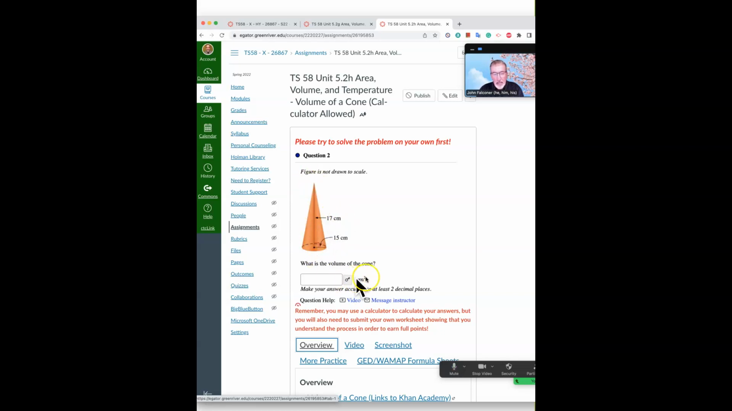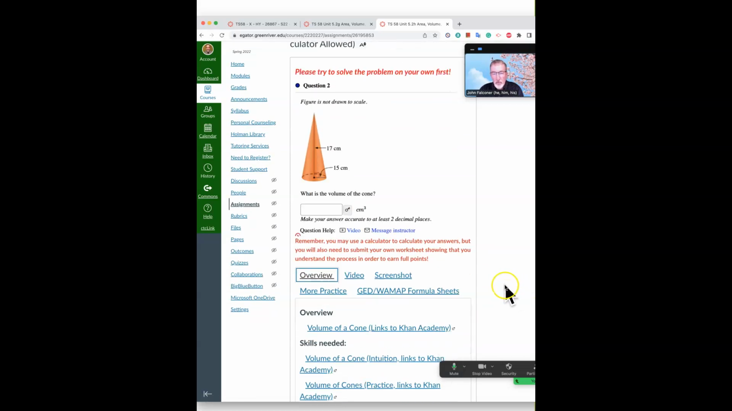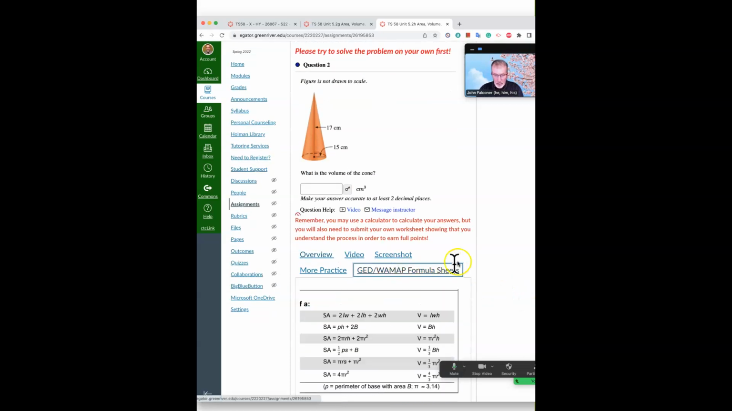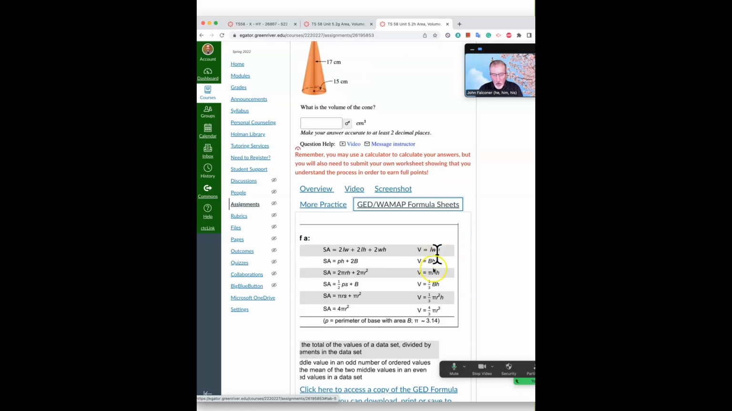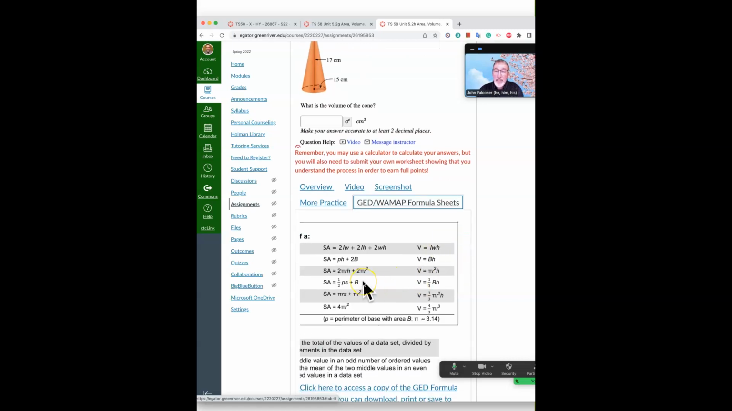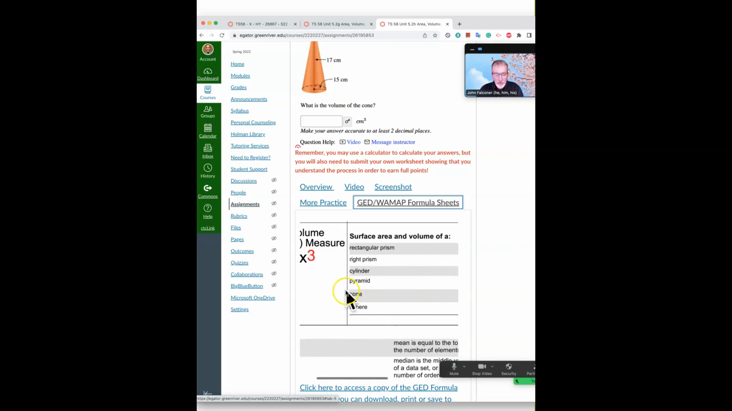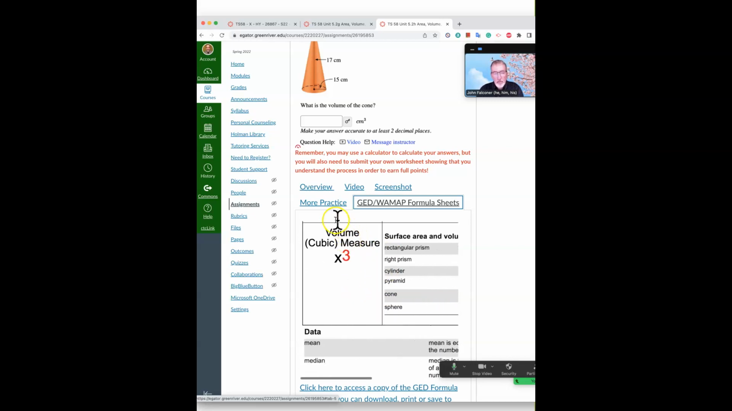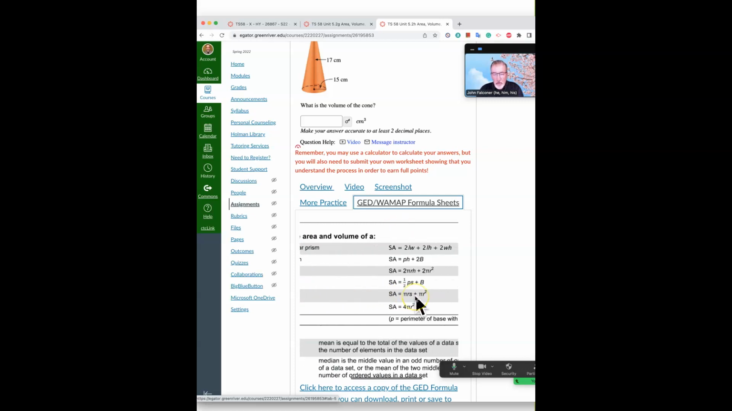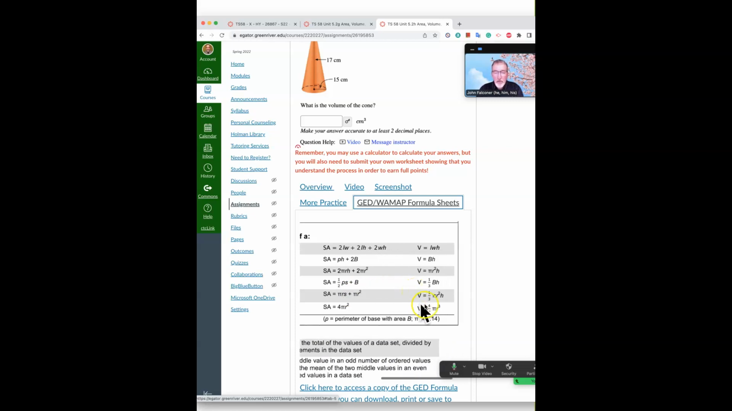height. And for this you get to use the GED or WAMAP formula sheets. And if you are planning to take the GED, please use the GED sheet so you get familiar with it. These are your three-dimensional measurements. So here's cone. This is surface area, so that's for painting. How much surface area is there to cover with paint or with paper if you're doing gift wrap. And then over here is volume.